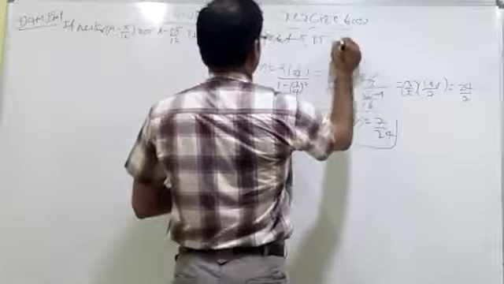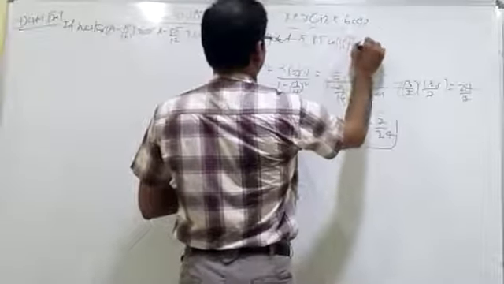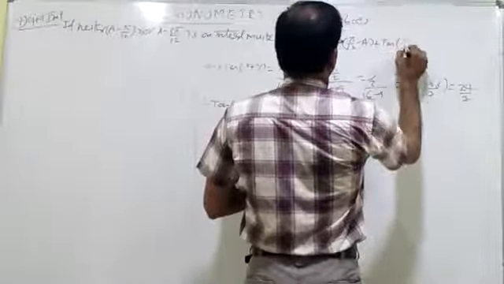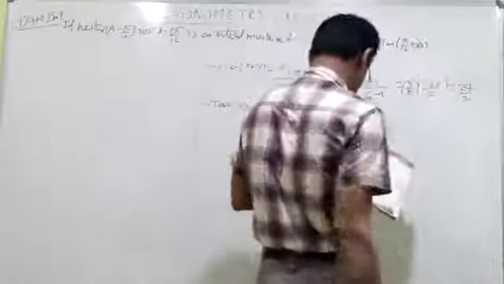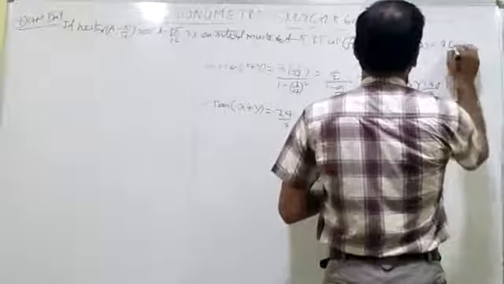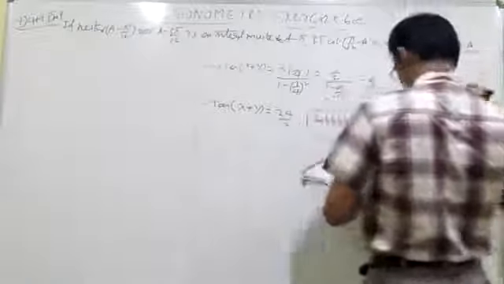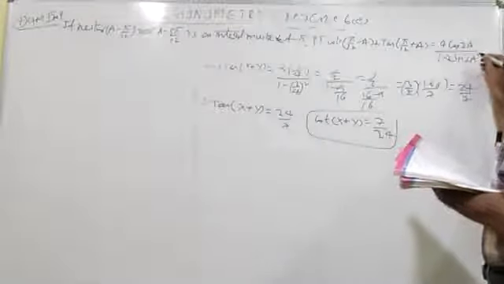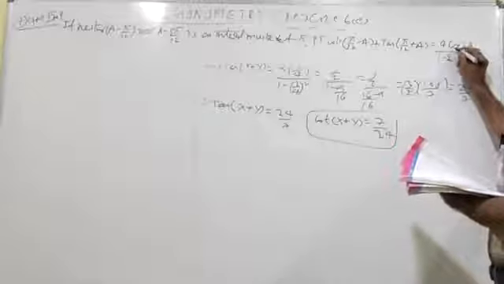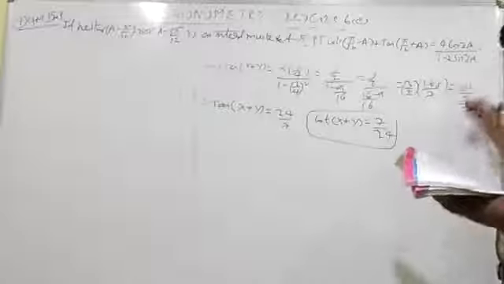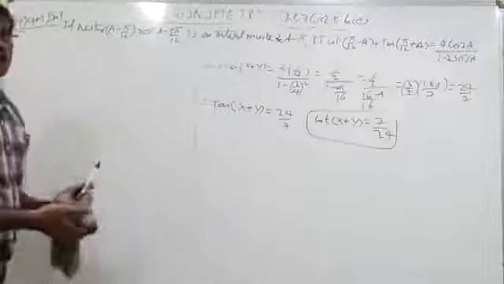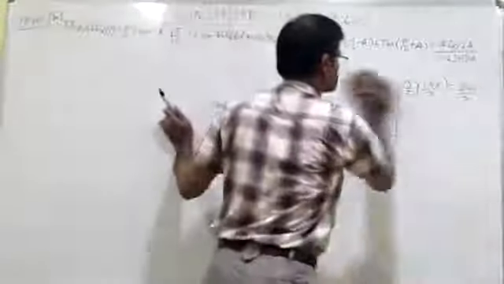cot of (pi by 12 minus a) plus tan of (pi by 12 plus a) is equal to 4 cos 2a by 1 minus 2 sin 2a. In the previous textbook, it said hence deduce that tan 15 also, but now that part has been cancelled from the question. We get 4 cos 2a by 1 minus 2 sin 2a.